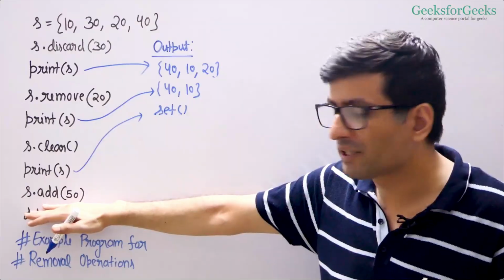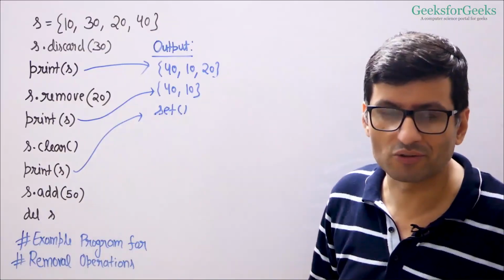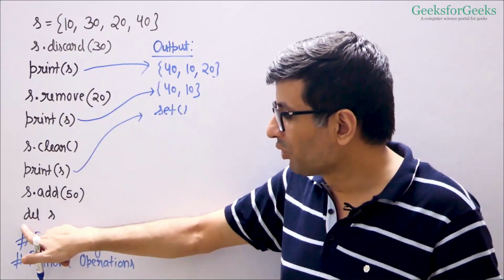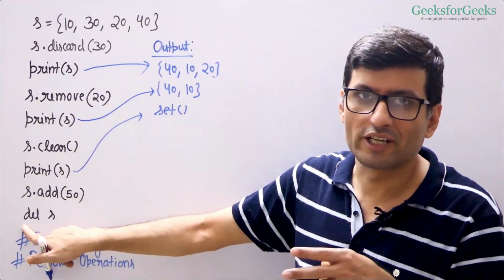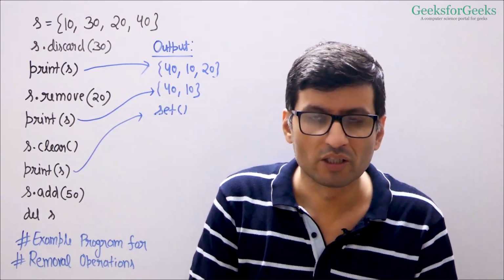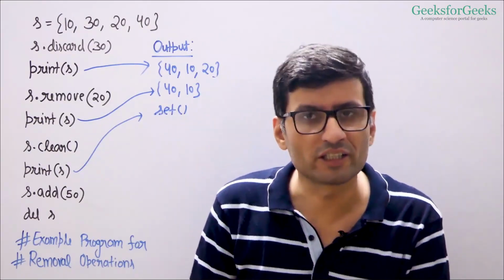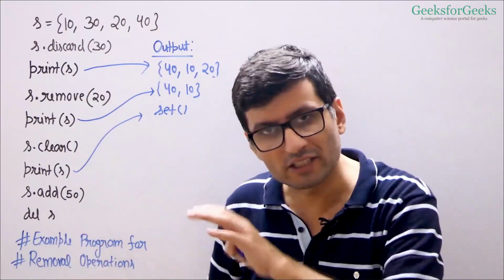Now, if you add an item to this empty set, you can add an item. Now, if you try printing set, you will get 50 as the only item. Now, there is one more way to clear set, which is the del statement. But with the del statement, your whole object is removed. So with clear, your set is still there. It's just that it does not contain anything. It's now empty. With del, the set itself is gone.